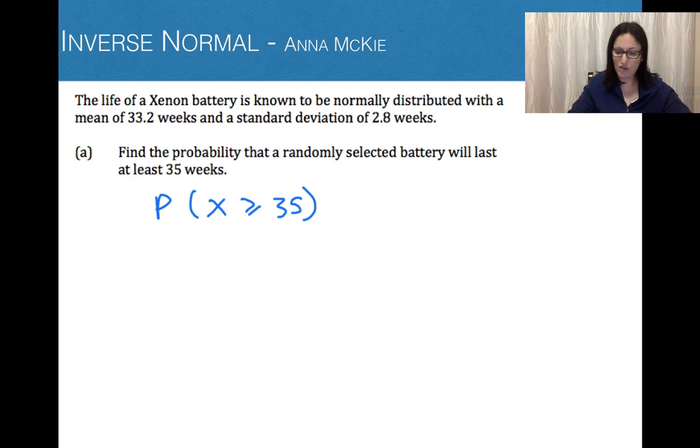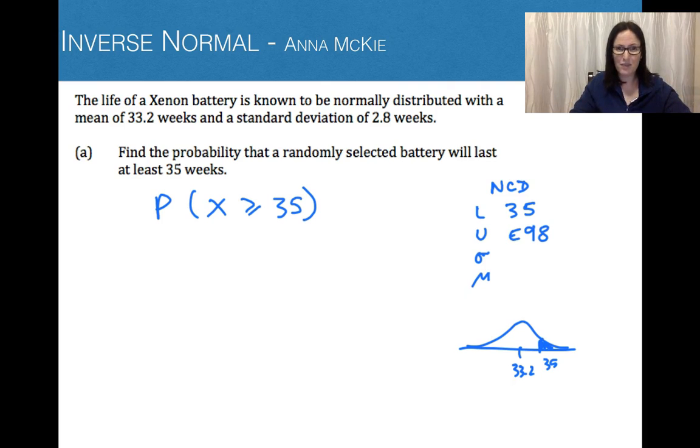So this is back using NCD, normal cumulative distribution. We've got a lower, upper, standard deviation and mean. Again, feel free to draw yourself a little visual. We want greater than 35. If our mean is 33.2, 35 would be there. So our lower is 35, our upper is infinity, and we often write E to the 98, standard deviation of 2.8, and a mean of 33.2. And then plug that in, get yourself an answer of 0.26 or 26%.